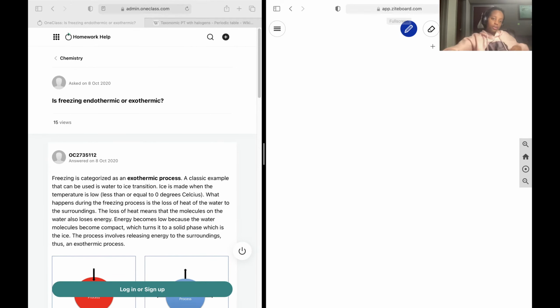So for our next question, we'll be answering whether freezing is endothermic or exothermic. So first you need to understand what these two words mean and what freezing is. So first let's look at freezing. And you know that this is taking something from a liquid phase to a solid phase.